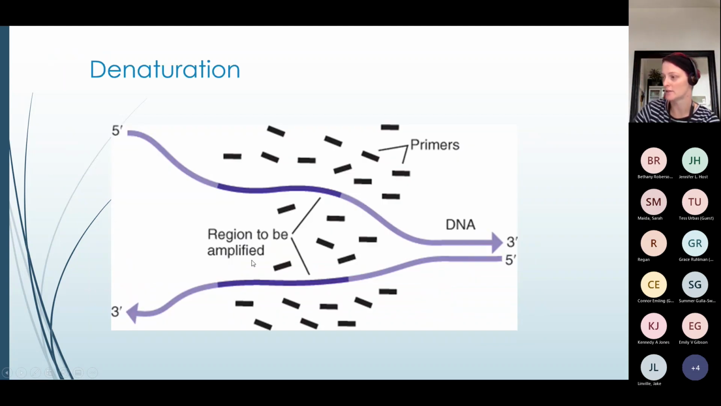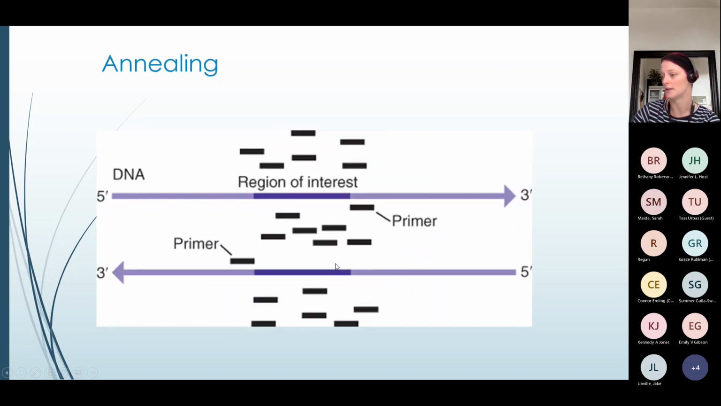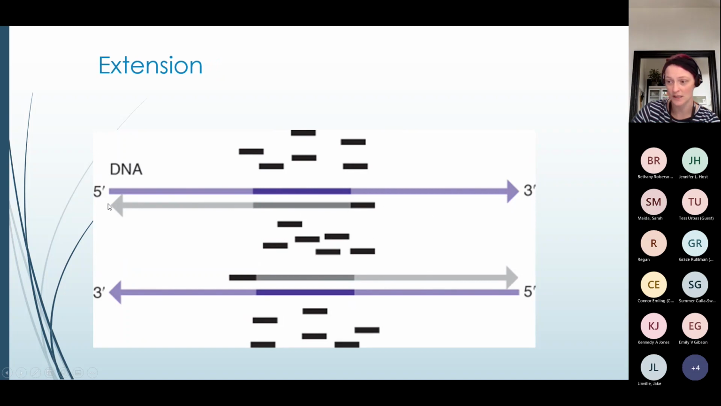Again, denaturation, it's separating those 2 strands. Here's all your primers. This dark purple region is the region to be amplified. So you have one forward primer and a reverse primer. They're going to bind on opposite ends of this gene. This first cycle is going to extend beyond, right? You get this extension beyond your region of interest in both directions.